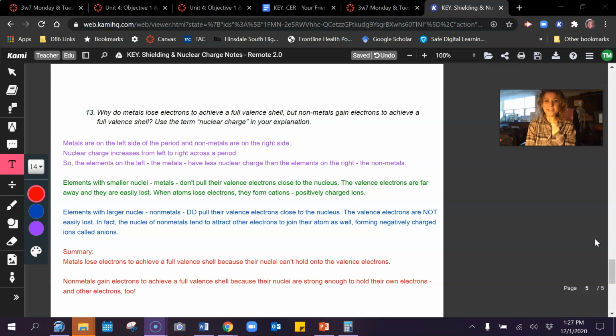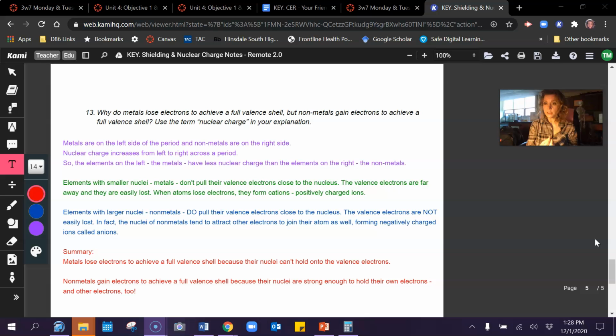All right, welcome back. This is the last question on this page. So the question is, why do metals lose electrons to achieve a full valence shell, but nonmetals gain electrons to achieve a full valence shell? And I wanted you to use the term nuclear charge in your explanation. And so here's what I wrote. When you look at a single period, all of the metals are on the left, and all of the nonmetals are on the right. And as you move from left to right, nuclear charge goes up. So the smaller nuclei are on the left, and the larger nuclei are on the right. The elements then with the smaller nuclei in a period are the metals.